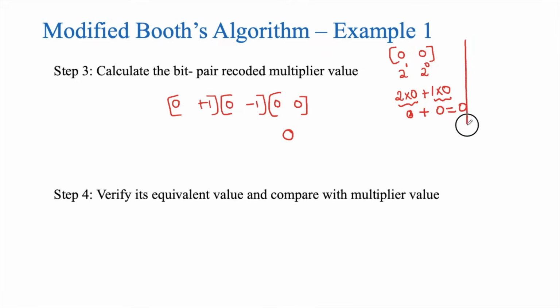And now, let us take the second pair. It is 0 and minus 1.